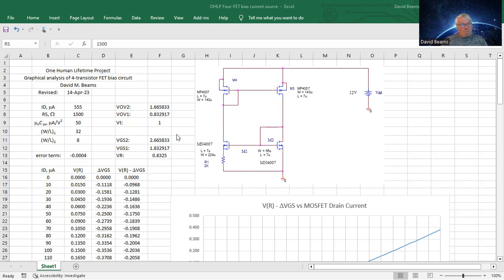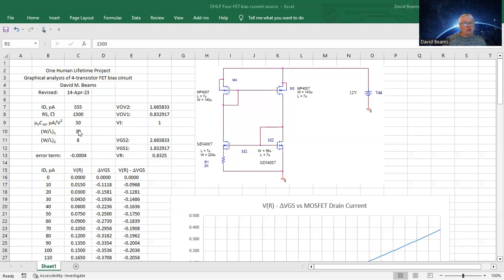So we have calculations here that calculate both the gate to source voltage of MOSFET 2, the gate to source voltage of MOSFET 1, and the voltage across the resistor as a function of the drain current. And if we have found a solution in which both drain currents of MOSFET 1 and MOSFET 2 are equal, then VGS2 equals VGS1 plus the voltage across the resistor. So you can play with the numbers here. For example, with a resistance of about 1500 ohms and the parameters that I've entered.